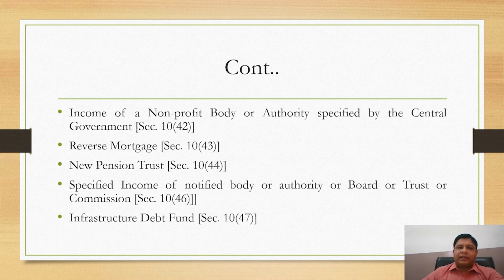Any specified income arising to a body or authority or board or trust or commission, by whatever name called, or a class thereof, which has been established or constituted by or under a central, state or provincial act, or constituted by the central government or state government, with the object of regulating or administering any activity for the benefit of the general public, is not engaged in any commercial activity, and is notified by the central government in the official gazette, is fully exempted. Infrastructure debt fund is exempted.